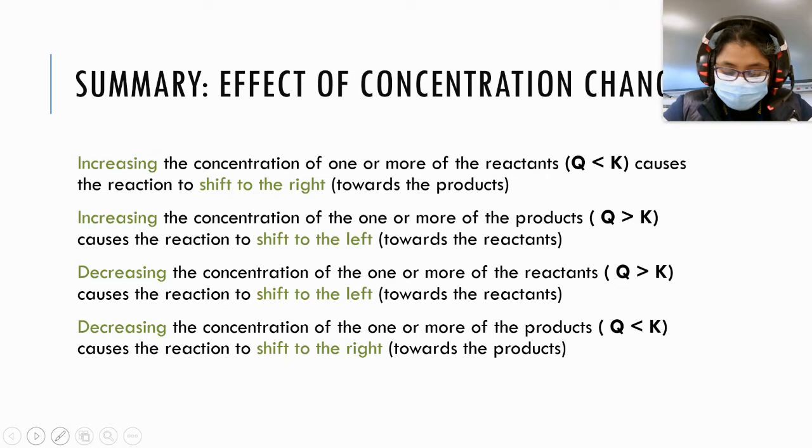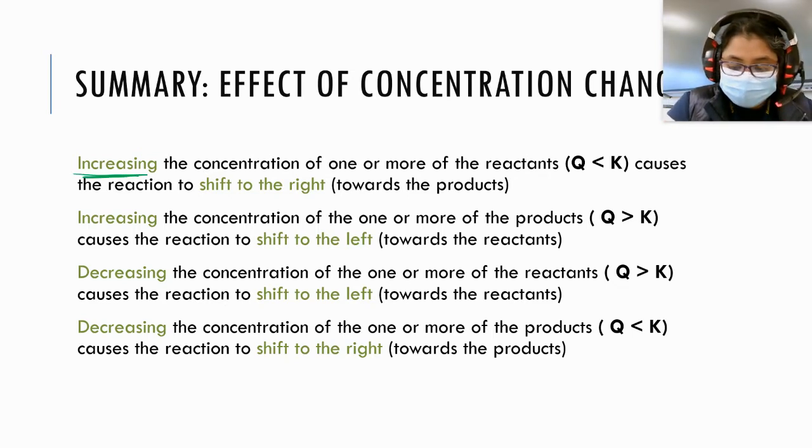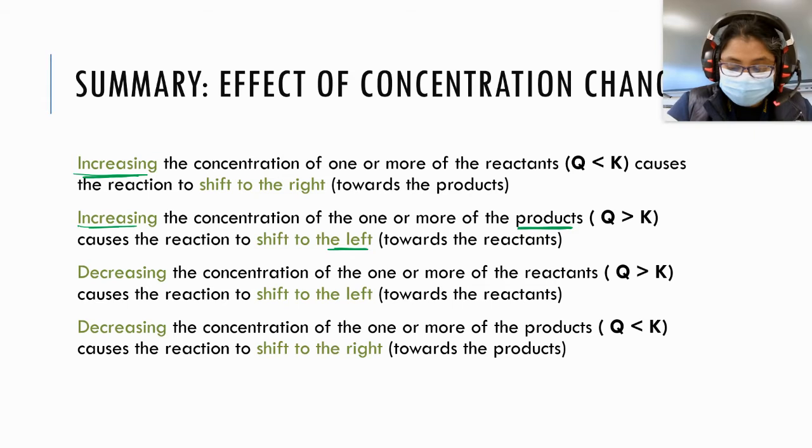The effect of concentration changes. Increasing the concentration of one or more of the reactants will give you a Q that is less than K. It causes the reaction to shift to the right towards the products. So giving more reactants pushes the reaction forward towards the products. Increasing the concentration of the products will make Q larger than K. Now you'll have more products than reactants, so the reaction will shift in the reverse direction towards the reactants.